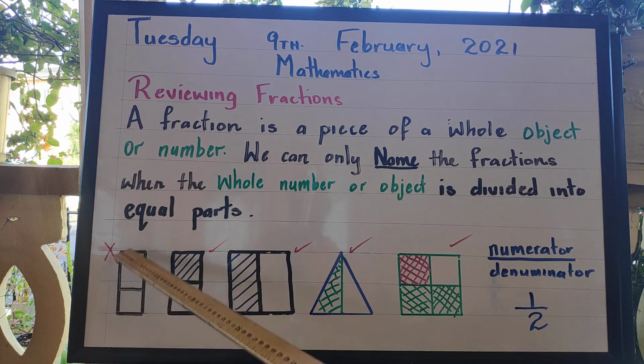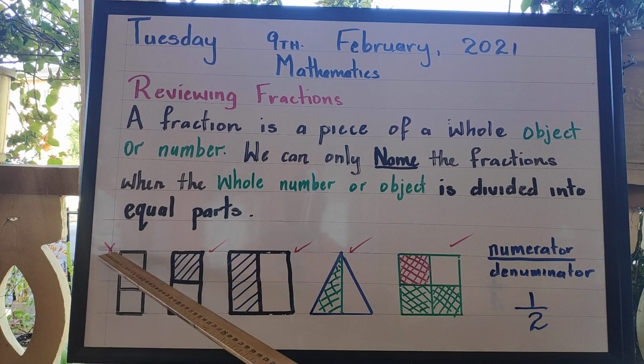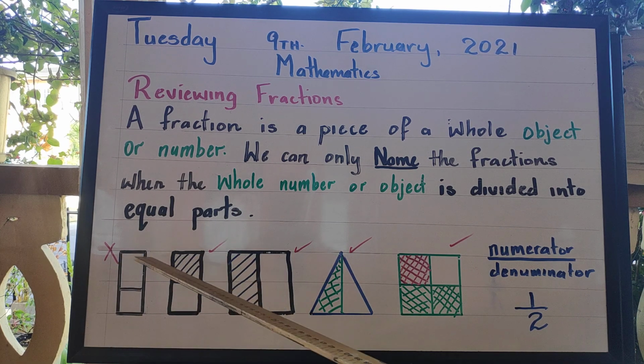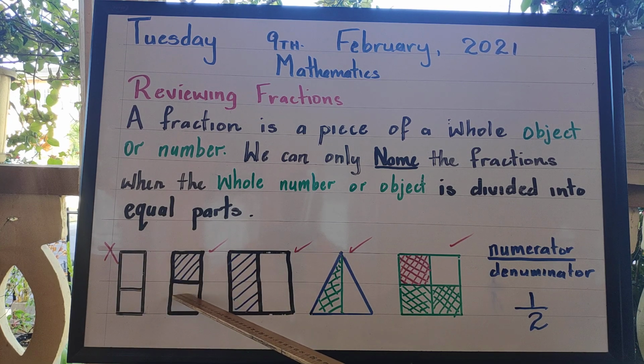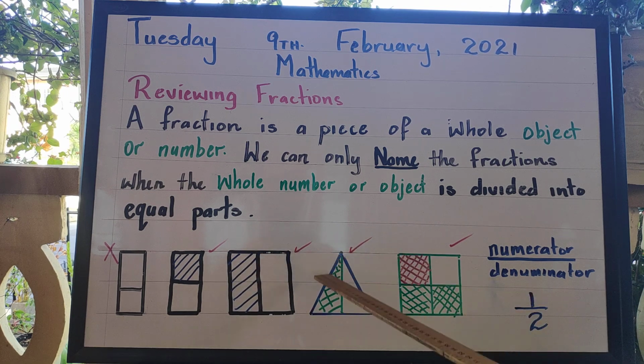For example, if we look here, this first rectangle is not divided into equal parts, so we can't say this is a half or a quarter or whatever, because it is not divided into equal parts. It must be divided into equal parts for us to name the fraction. For example, we have the rectangle here divided into two equal parts, so we know it is divided into halves. Halves, right? Come here, halves again. Two equal parts. If we come here, the fraction is divided into four equal parts.